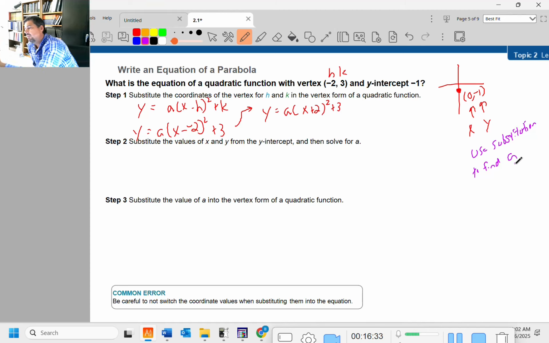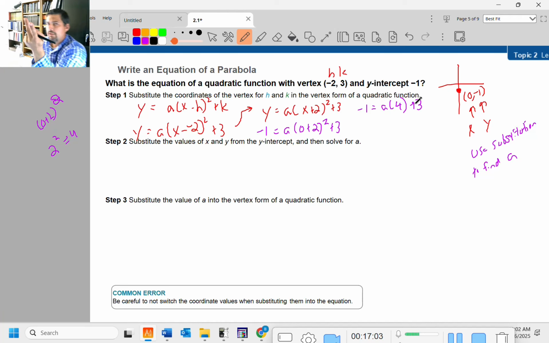If I have x and y, I can plug them in. So y is -1. It would equal a times 0 plus 2 quantity squared plus 3. I let y be -1. I let x be 0. That's what I did. -1 equals a times 0 plus 2 squared, which is 4, and then plus 3. And then we're going to do two-step algebra. We're going to subtract 3 from both sides. -4 equals 4a. And we're going to divide by 4, and we're going to get -1.